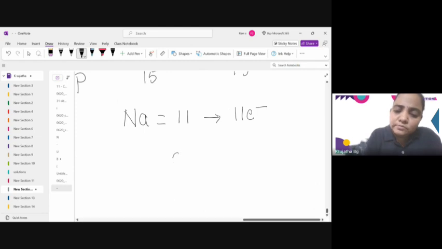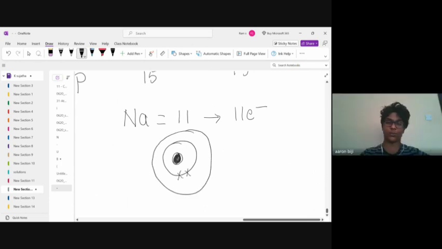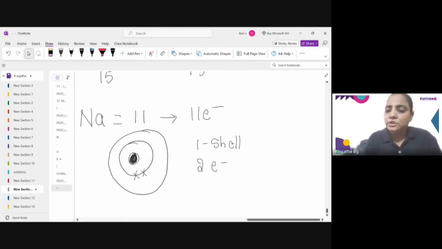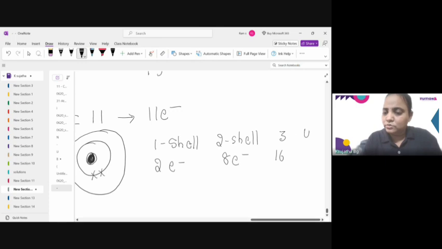Very good. So first, I'm drawing the nucleus here. Once the nucleus is done, in the first shell you add 2 electrons. What about the second shell? I don't know the proper numbering. No issues, I will tell you. First shell is 2 electrons, second shell 8 electrons, third shell 16, fourth shell 32 electrons.